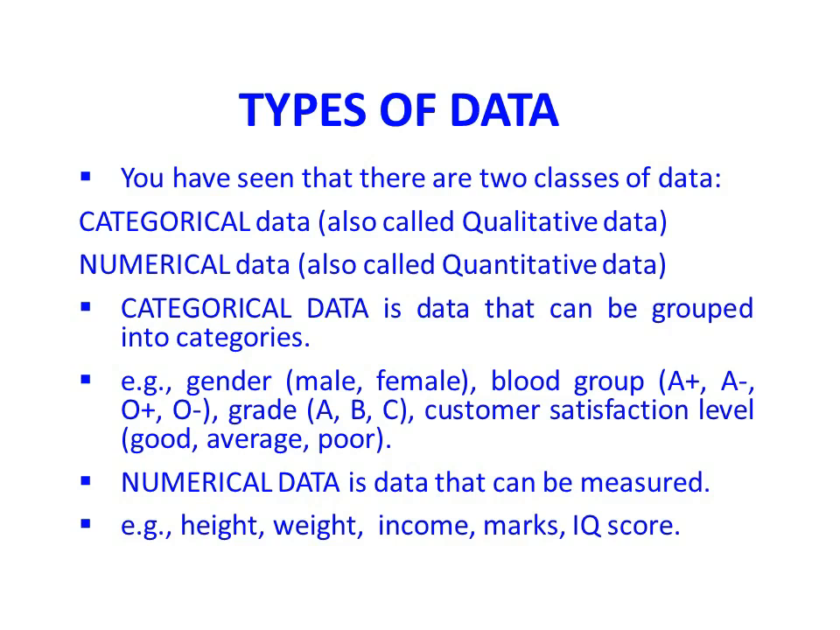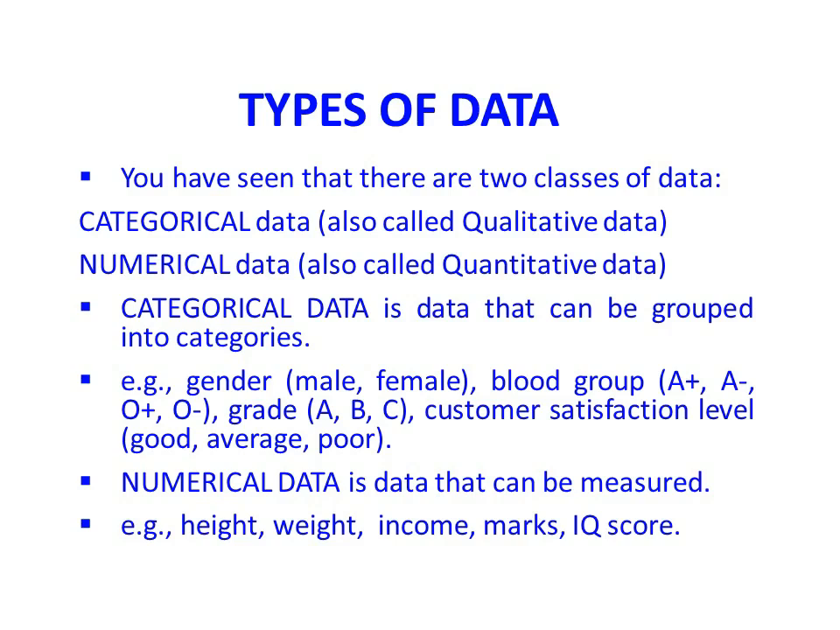Categorical data is data that can be grouped into categories. Examples: gender can be grouped as male and female, blood group can be categorized into A positive, A negative, O positive and O negative, student grades can be grouped into grade A, grade B, and grade C, customers can be categorized into good, average and poor based on their satisfaction level of a product.